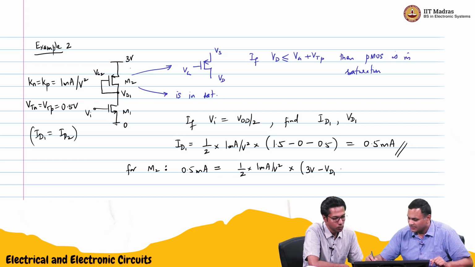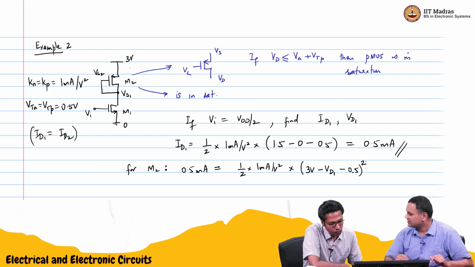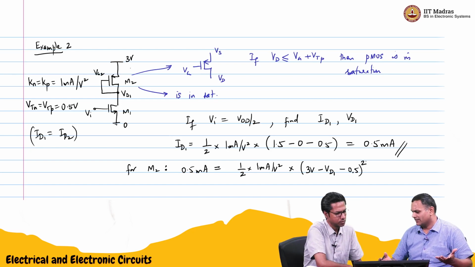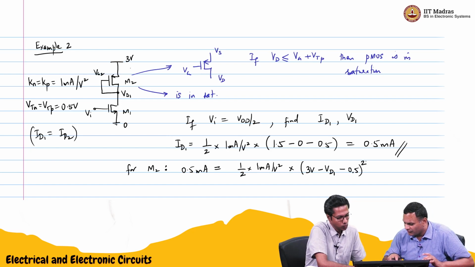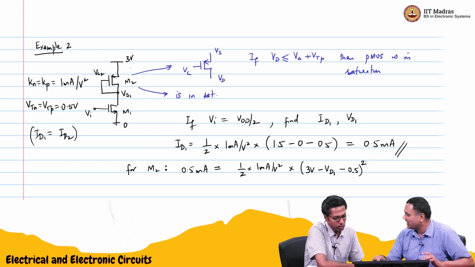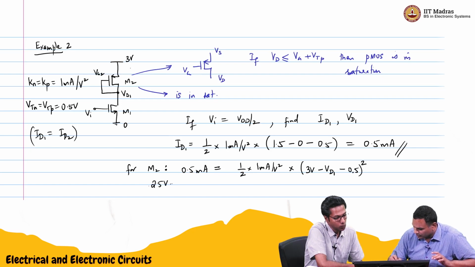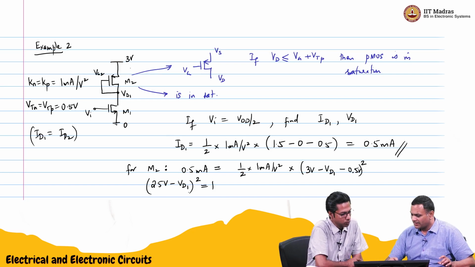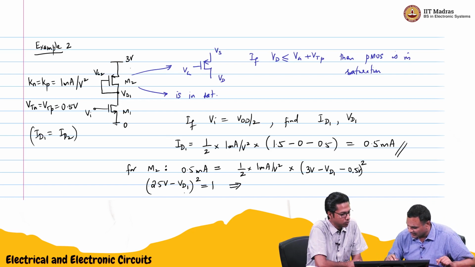I'll write it directly here. Minus 0.5, which is the VTP, the whole square. From this we can find out VD1. We have 0.5 milliampere here, and this is also 0.5 milliampere. So 3 minus VD1 minus 0.5, squared, is 1. 3 volts minus 0.5 volts is 2.5 volts minus VD1, whole squared. These two are equal, so it is just 1. Which means VD1 is 2.5 minus 1, which is 1.5.